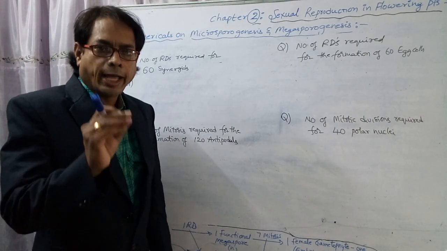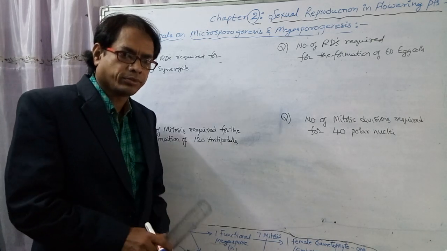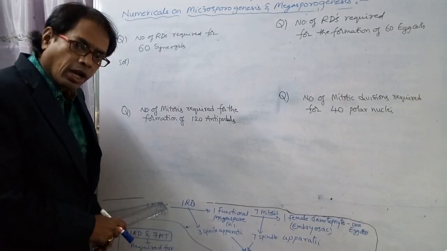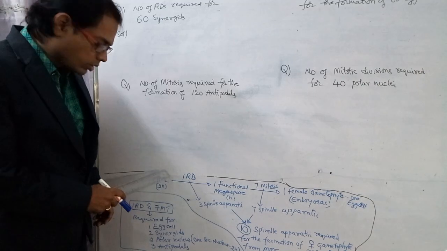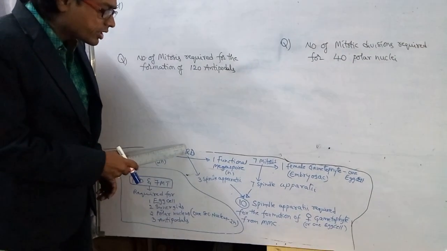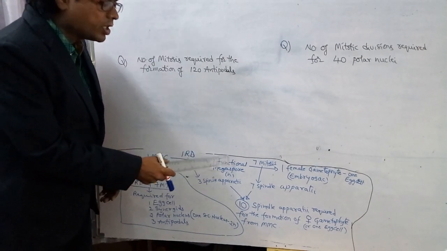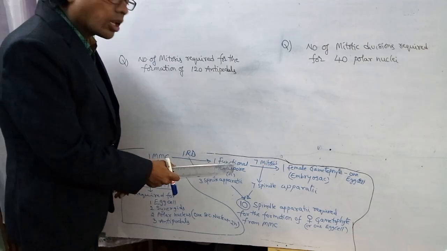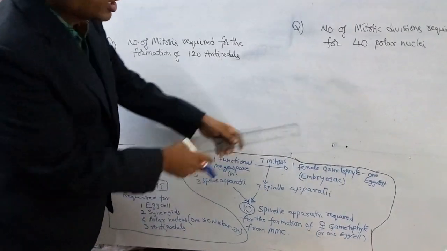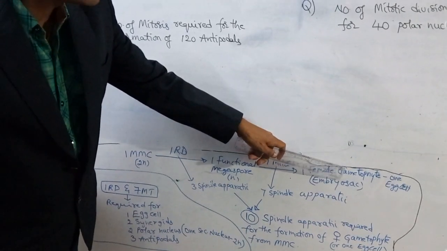Now I am going to explain about the megasporogenesis concept. One megaspore mother cell undergoes reduction division and produces only one megaspore, which is functional. This undergoes 7 mitotic divisions and produces the female gametophyte, also called the embryo sac.